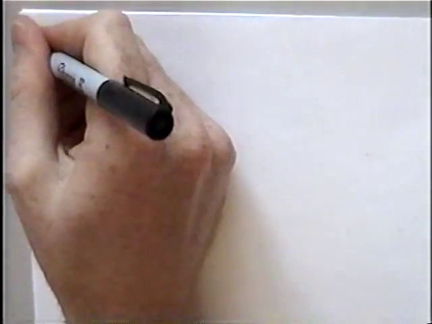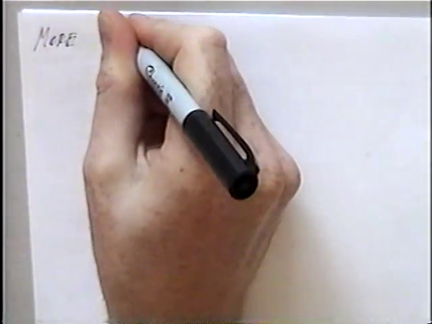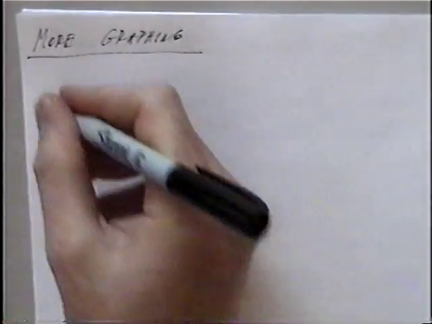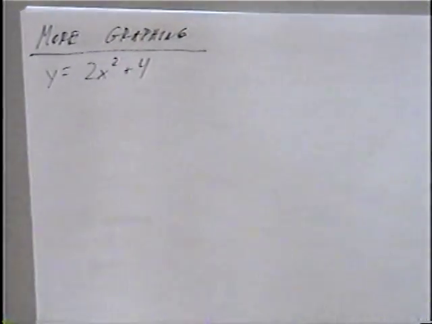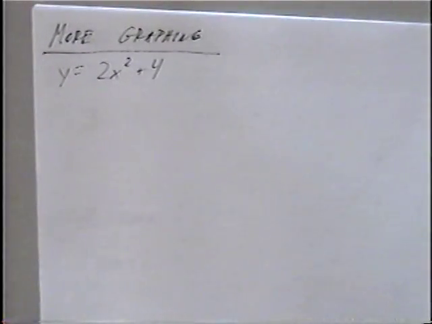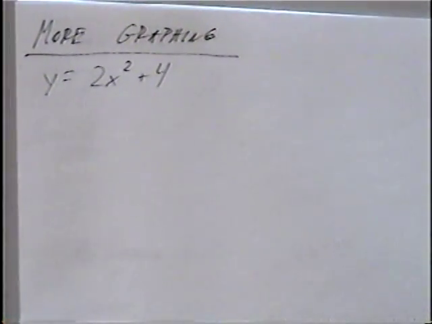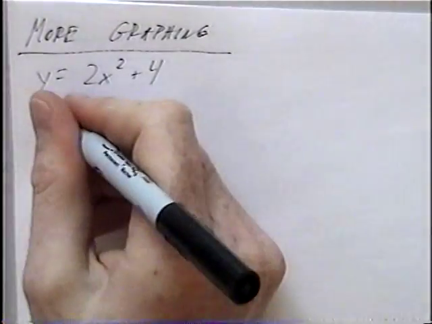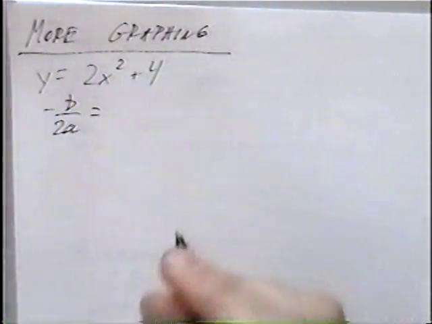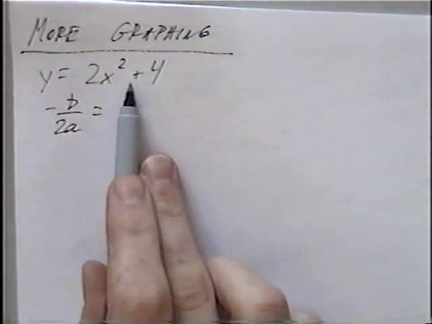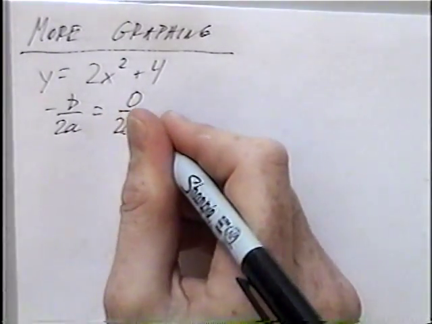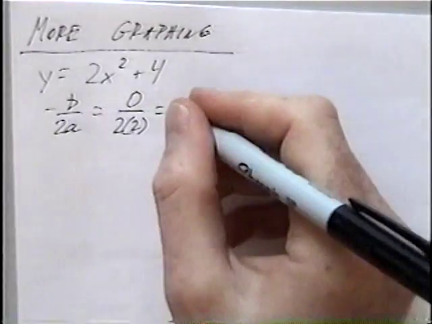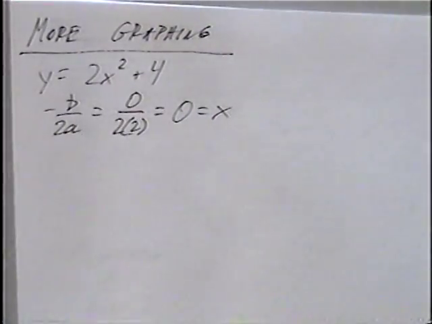Last section today is titled More Graphing. First equation is y equals 2x squared plus 4. Same steps as before. We'll do the equation -b over 2a, find the vertex, and then we'll graph. B again is the middle number in front of the x. There is no x in the middle here, so b is equal to 0 over 2 times a, which would be 2 times 2. 0 over 4 would be 0, which would be our x value.